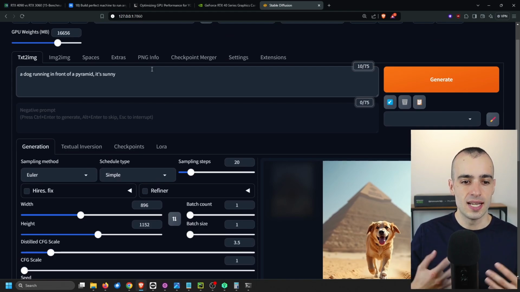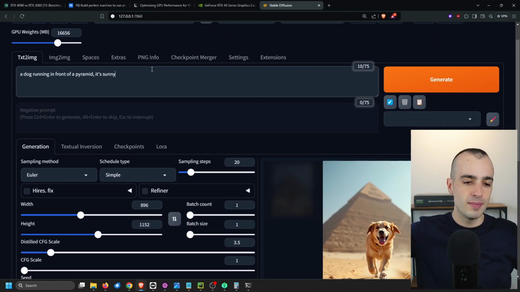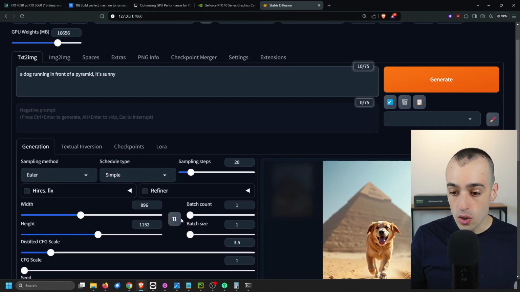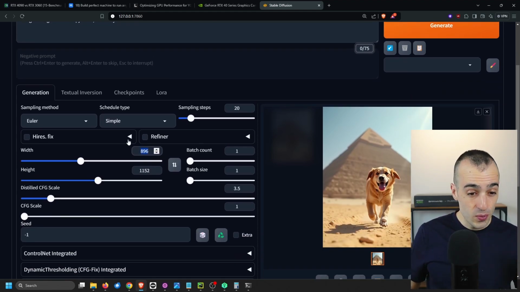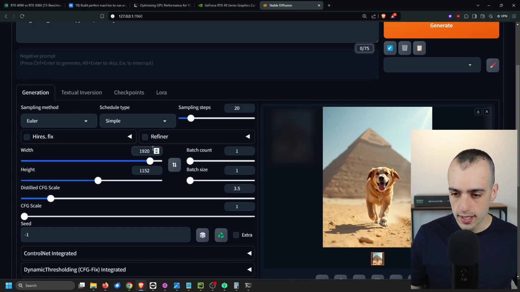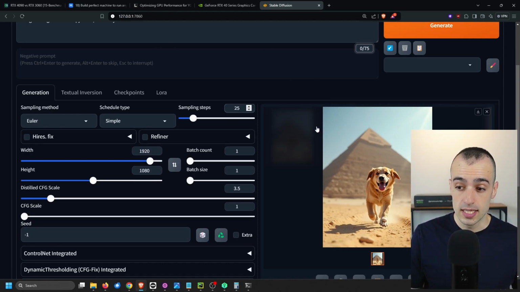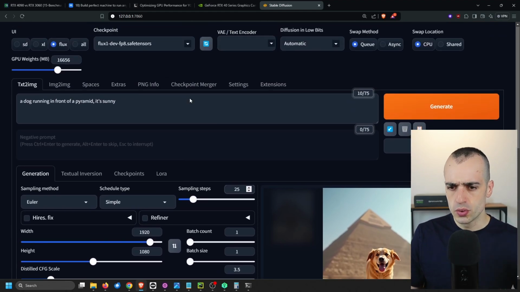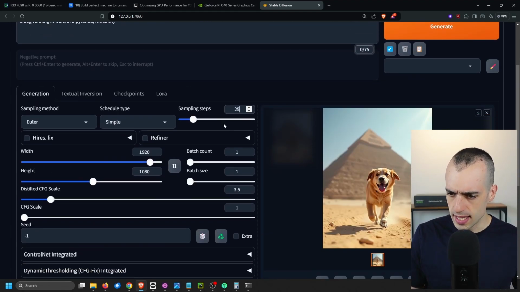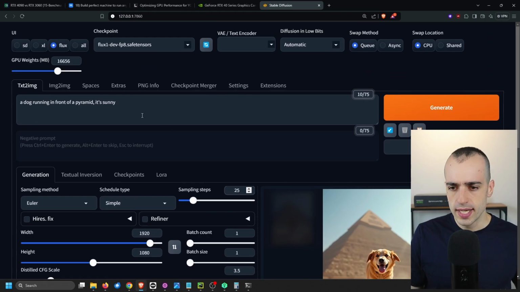Also, let's increase the size, because the bigger the image size, the longer it will take to generate. So this is a vertical image. Let's now generate a full HD image, 1920 by 1080. Also, there is the sampling. The more sampling steps you do, the longer it takes. Normally with such a model, I'm using Flux, it takes from 20 to 30 steps.